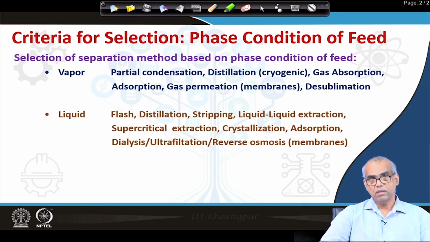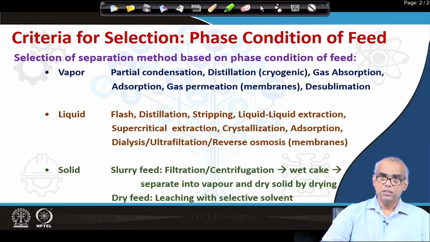If the feed is liquid, we can consider flash, distillation, both ordinary distillation, azeotropic distillation as well as extractive distillation, stripping, liquid-liquid extraction, supercritical extraction, crystallization, adsorption, membrane-based separation processes such as dialysis, ultrafiltration, reverse osmosis, pervaporation, etc.